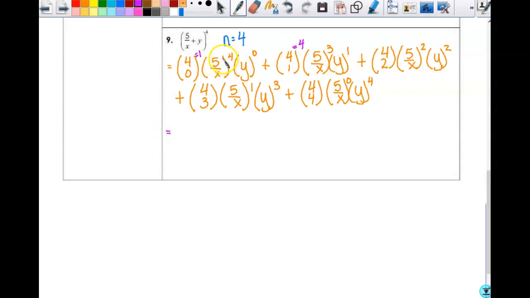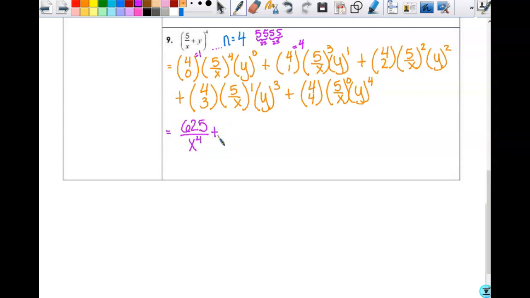So 5 to the 4th power. 5 times 5 is 25, times 5 is 125, times 5 is 625. Or, if you think about it this way, look how this works. 5 times 5 times 5 times 5. This is 25, and this is 25, and we should know that 25 times 25 is 625. Times 1, so my number is 625. That y is to the 0 power, so I don't have any y's, over x to the 4th.